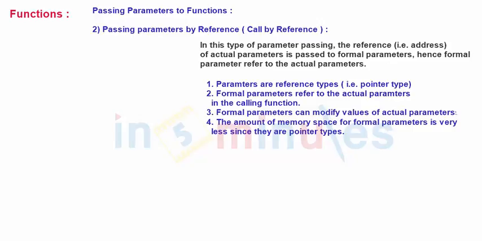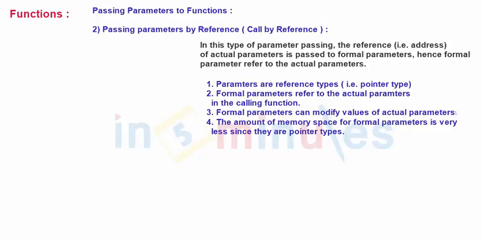And last is the amount of memory space for the formal parameters is very less, since they are supposed to be pointer types. Pointers are always 2 bytes or 4 bytes according to the system you are using, and the actual parameters can be of int type, float type, structure type, array type. So the memory space occupied for the actual parameters can be big as compared to the formal parameters, because they are supposed to be pointers.